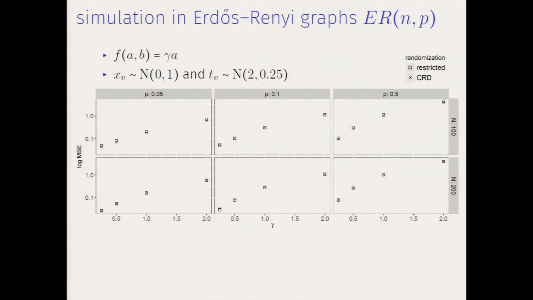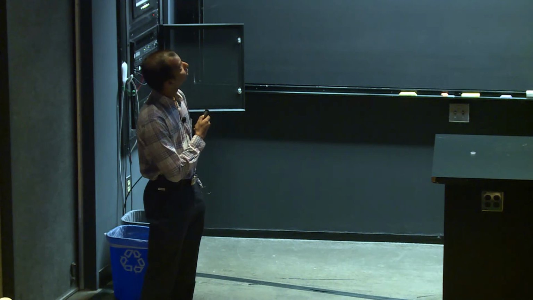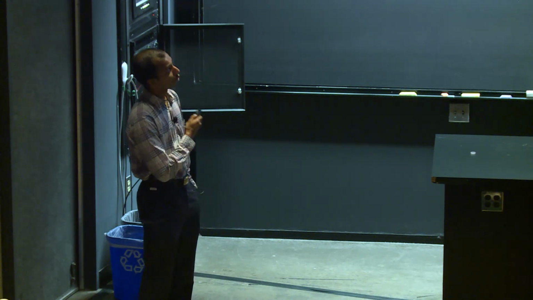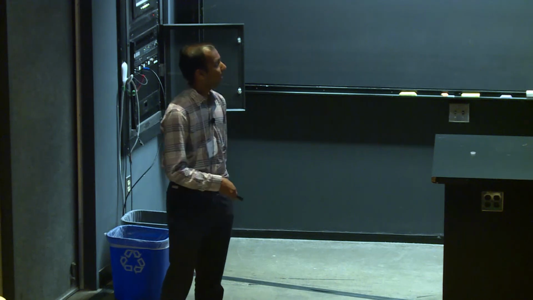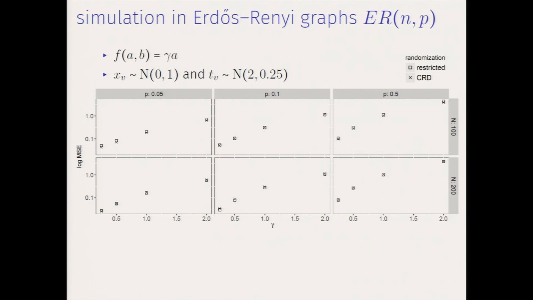So the first class of graphs we consider for simulation. I should say the simulations compare our design to a completely random design, where you just uniformly choose a treatment group. The simplest class of graphs one can consider is Erdős–Rényi graphs. We consider a linear interference model with normally distributed covariates and normally distributed treatment group. We plot log mean squared error against this parameter gamma, which measures how much interference there is.